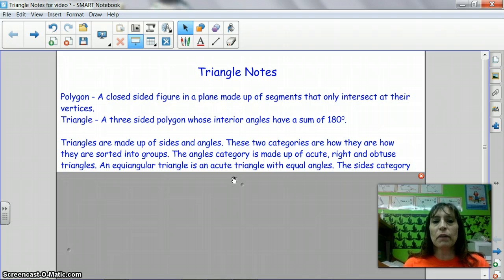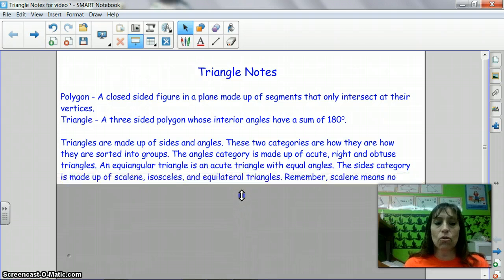All right, the one you may not know is equiangular. An equiangular triangle is an acute triangle that has all equal sides. So obviously if all the sides are equal and it has to equal 180 degrees, then all the angles must be 60 degrees.